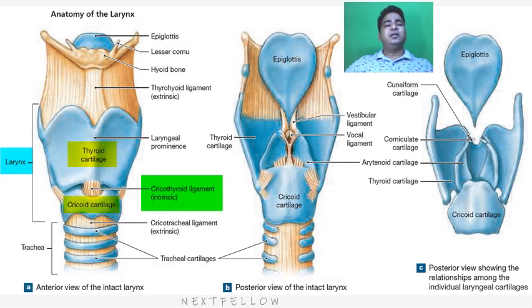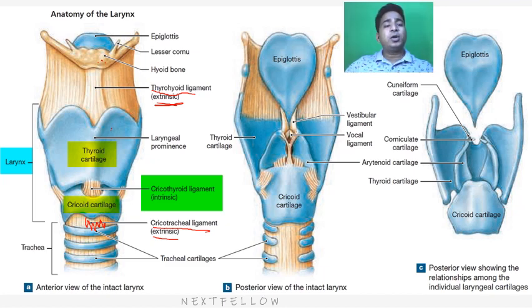Now try to understand what we have discussed about the membranes. So this is an anatomy of the larynx, where we can see the thyrohyoid ligament. This is a ligament connecting the hyoid bone above and the thyroid cartilage below. So this is the thyrohyoid ligament, which is an extrinsic ligament. Then the other one is the cricotracheal, which we have discussed. So this is my cricotracheal ligament, which is again an extrinsic membrane, as you can see, between the cricoid cartilage and the first ring of the trachea.